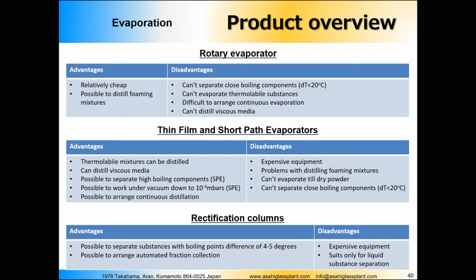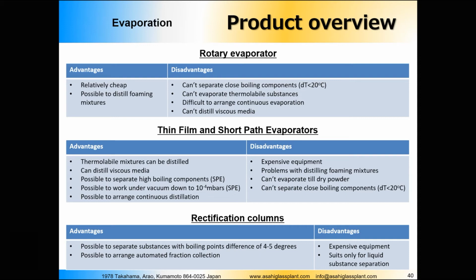There are some other tricky things about azeotropic mixtures. For example, if you are trying to distill ethanol and water, you will not be able to separate ethanol from water because they create an azeotropic mixture, and that's why you will never be able to get 100% alcohol by this kind of distillation, neither on a rotary evaporator, nor on a thin film, nor even on a rectification column. There are other methods for doing this kind of separation. So this is important to keep in mind.